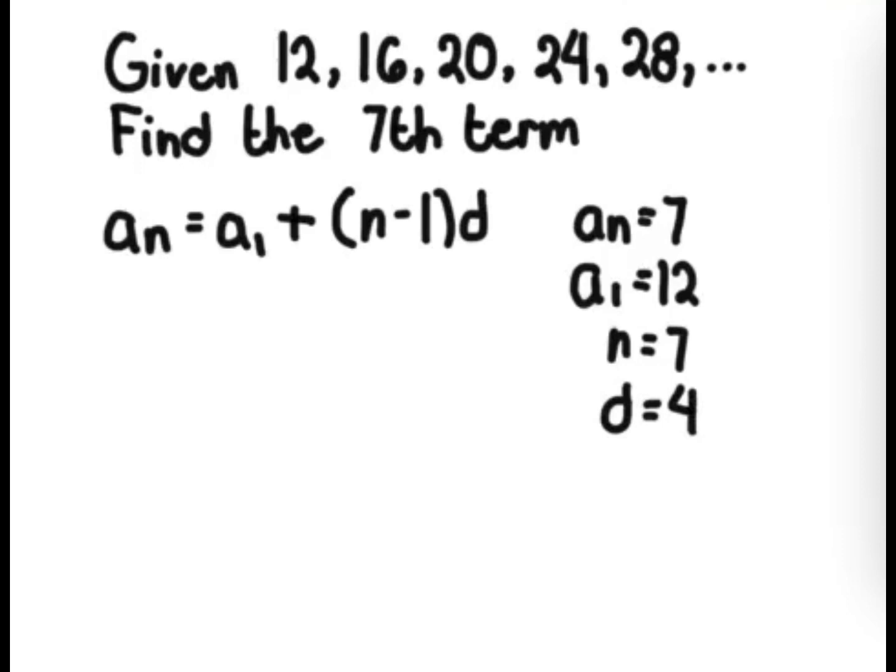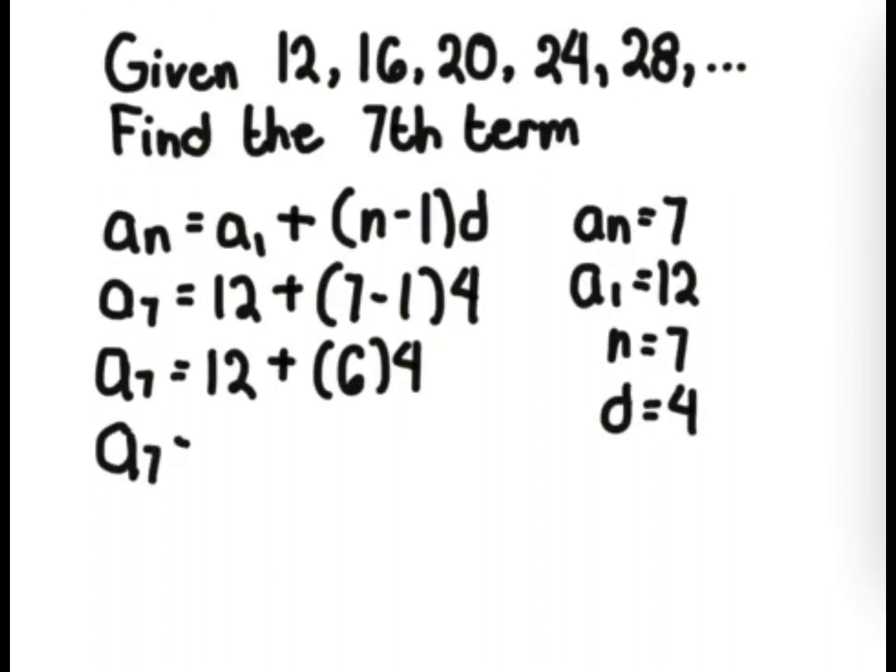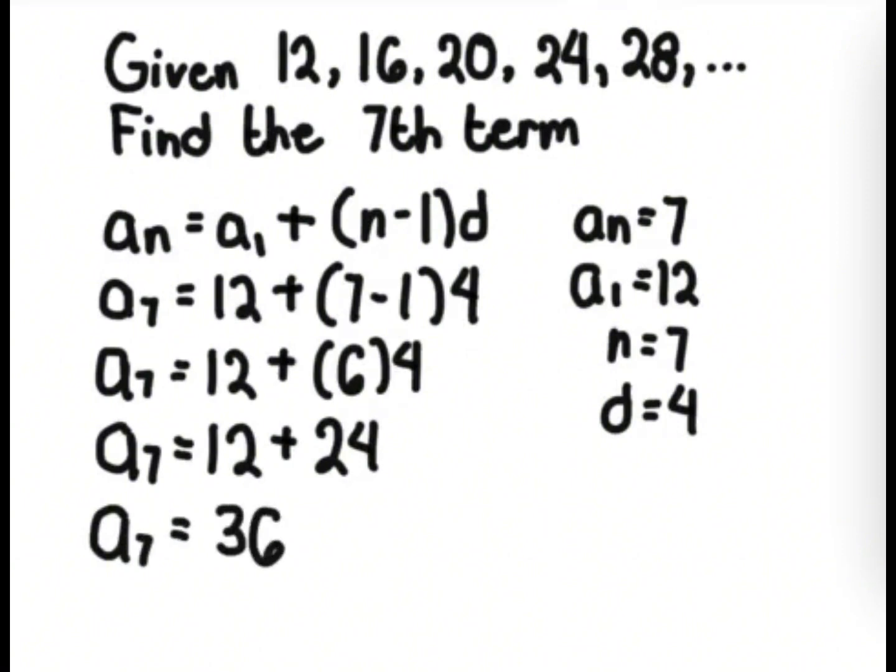Then, substitute the values into the general term formula. A sub 7 is equal to 12 plus 7 minus 1 multiplied by 4. So, a sub 7 is equal to 12, 7 minus 1 is 6, that's why 12 plus 6 multiplied by 4. A sub 7 is equal to 12 plus 24 because 6 times 4 is 24. Therefore, a sub 7 is equal to 36.